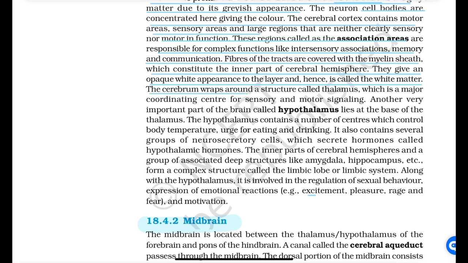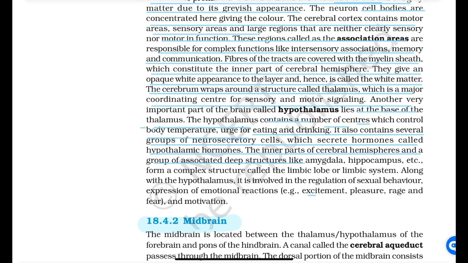They give an opaque white appearance to the layer and hence it is called the white matter. The cerebrum wraps around a structure called the thalamus, which is a major coordinating center for sensory and motor signaling. Another very important part of the brain, called the hypothalamus, lies at the base of the thalamus. The hypothalamus contains a number of centers which control body temperature and the urge for eating and drinking. It also contains several groups of neurosecretory cells which secrete hormones called hypothalamic hormones.